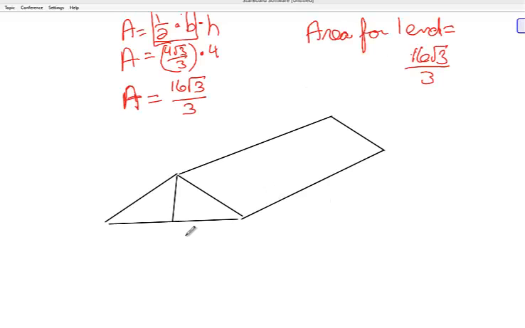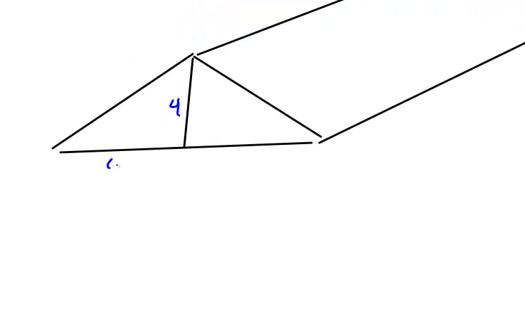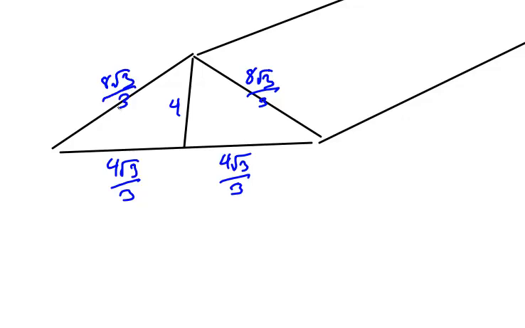And when I think about the tent, we're going to have this be 4. This is 4 square root of 3 over 3. This was our 8 square root of 3 over 3. And this length was 6.